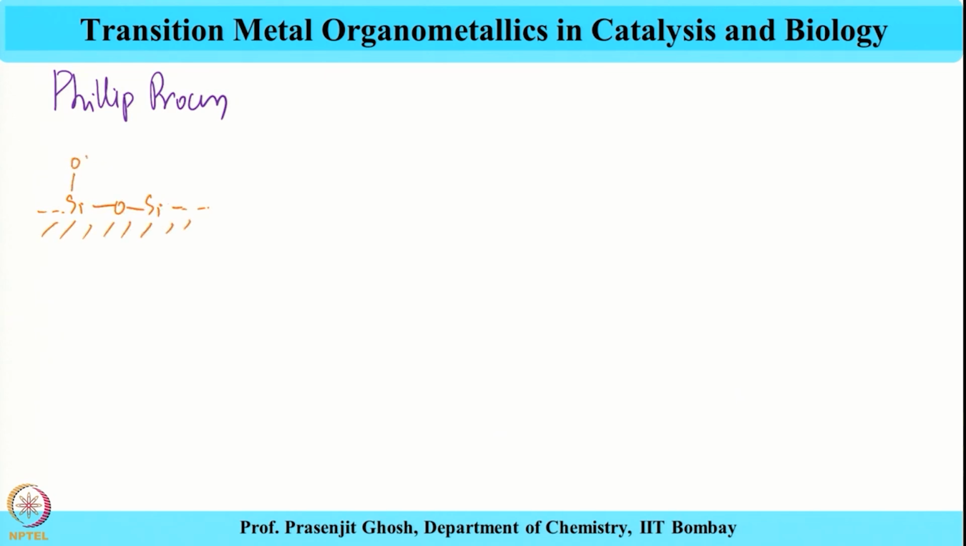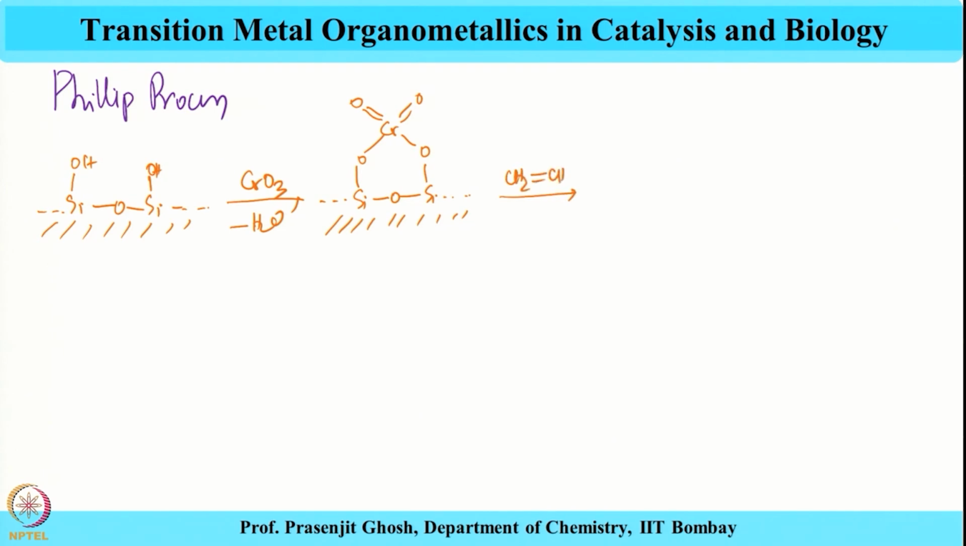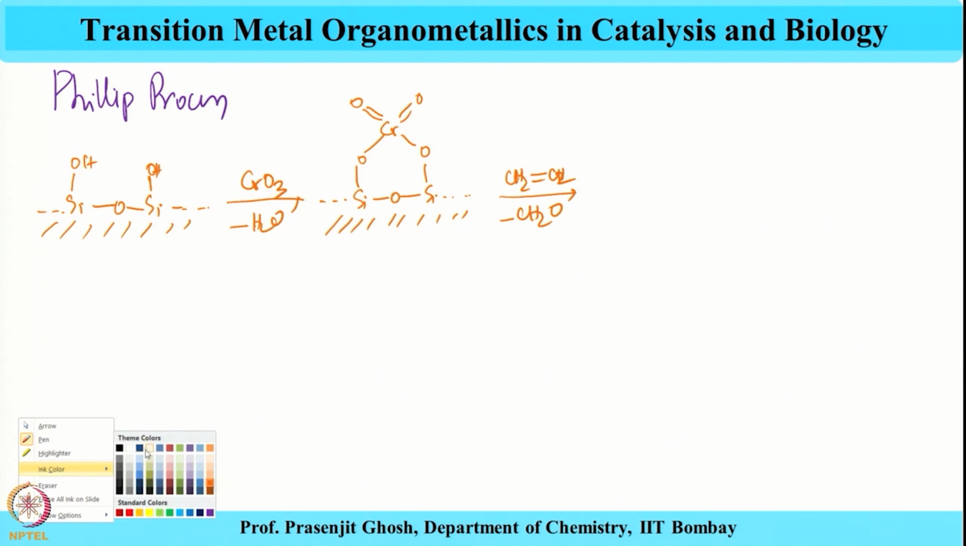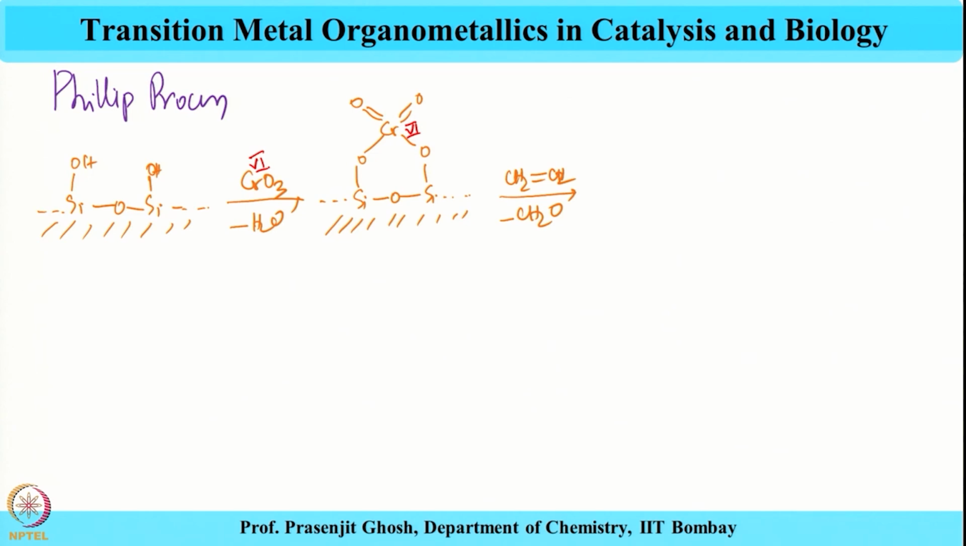On a silicate surface, chromium CrO3 would eliminate in water to give, and this in presence of ethylene would give out formaldehyde and reduce the oxidation state of chromium from 6 to chromium 2, as is shown here.